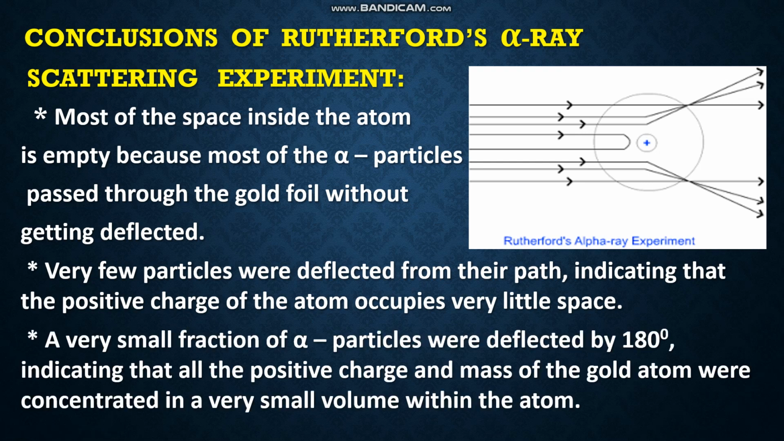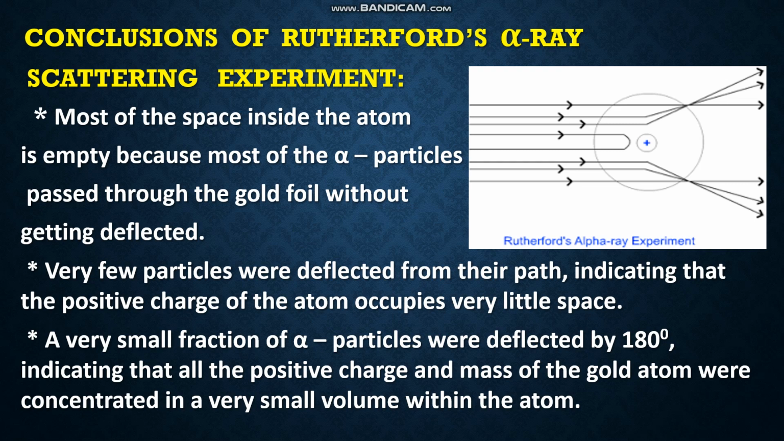Next, a very small fraction of alpha particles were deflected by 180 degrees, indicating that all the positive charge and mass of the gold atoms were concentrated in a very small volume within the atom. Deflected by 180 degrees means the incident path and reflected path are the same, that is, bouncing straight back. So a very small fraction of the alpha particles were bouncing back. What does it mean?